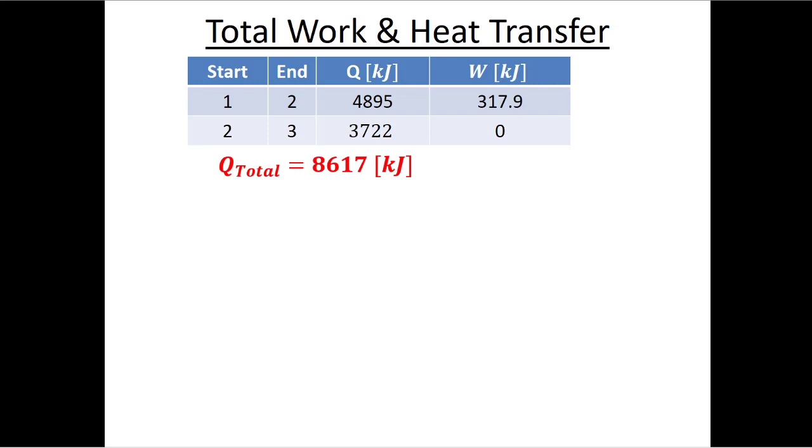So now I can find the total work and the total heat using my process table. So my total heat is the sum of the heat transfer from both of my processes. These were both positive, so I'm adding heat in both processes, and I get a total of 8,617 kilojoules. My total work is only the work from the first process, which is about 320 kilojoules. So this is a pretty good example of a multi-step first law type problem.